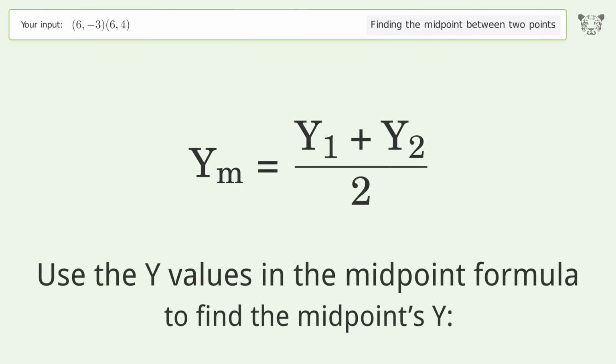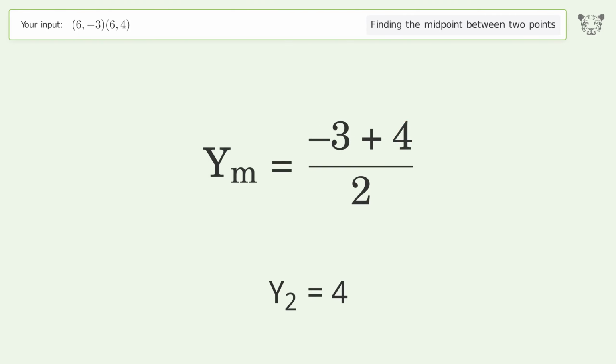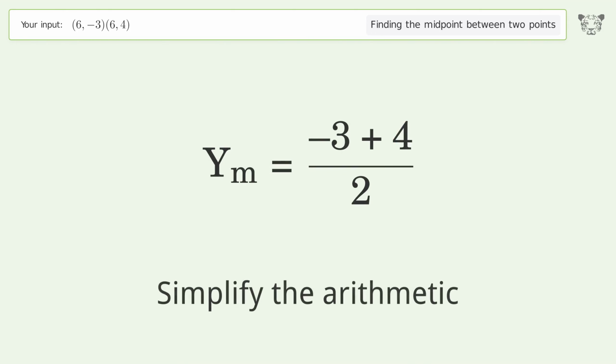Use the y values in the midpoint formula to find the midpoint's y. y1 equals -3. y2 equals 4. Simplify the arithmetic.